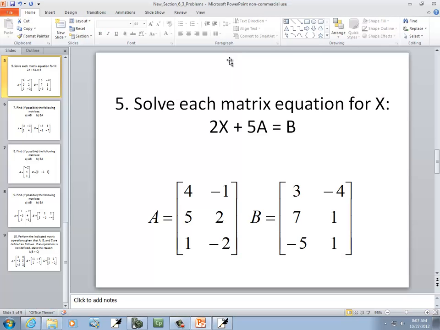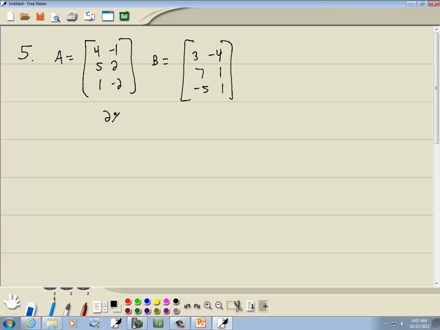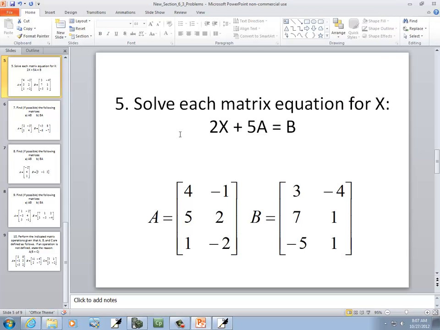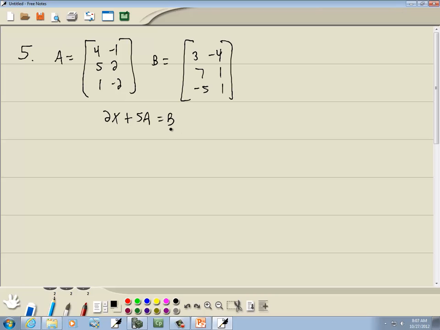Okay, that looks good. We want 2x plus 5a equals b, and want to solve it for x. Well, first thing I can do is subtract 5a from both sides. When I do that, these 5a minus 5a drops away, and we got 2x is equal to b minus 5a.